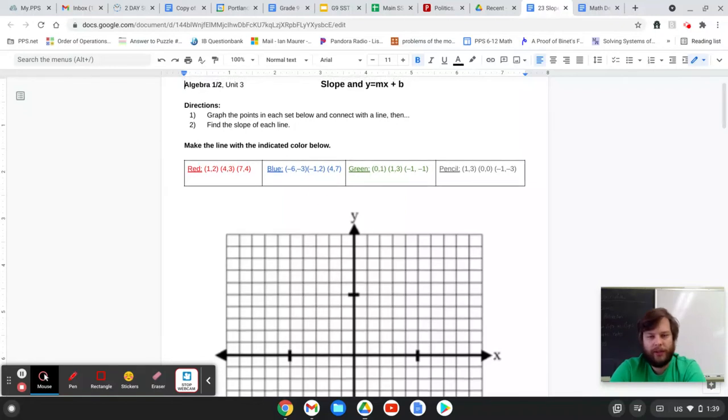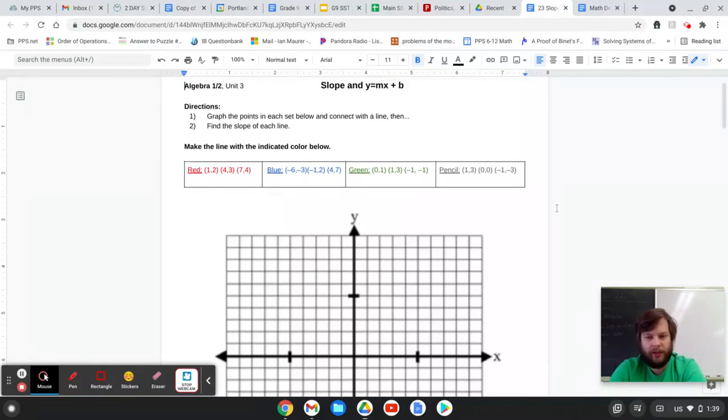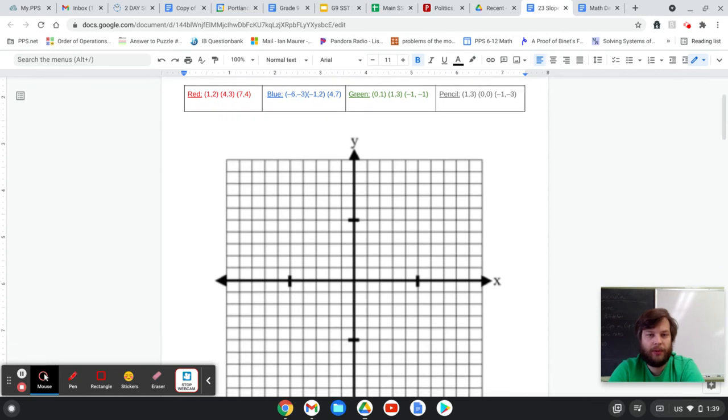All right. Hello, students. So I wanted to really focus on slope in this video, and in the next video, we're focusing more on graphing given the equation. So here we're getting some points, and we'll do the red and the blue, and we'll talk about graphing those points and then determining what the slope is.